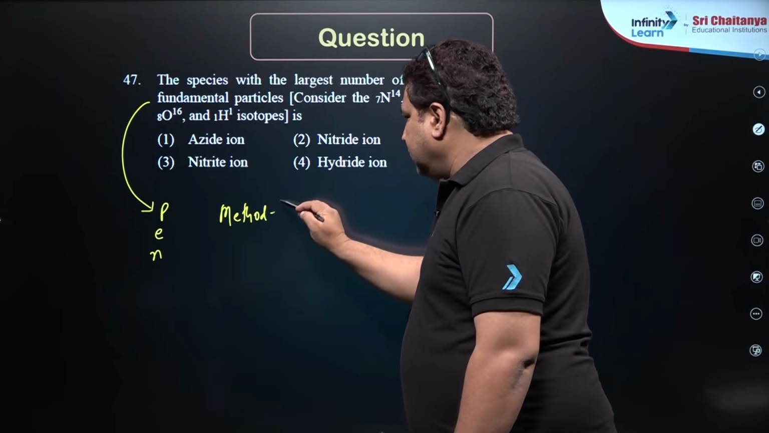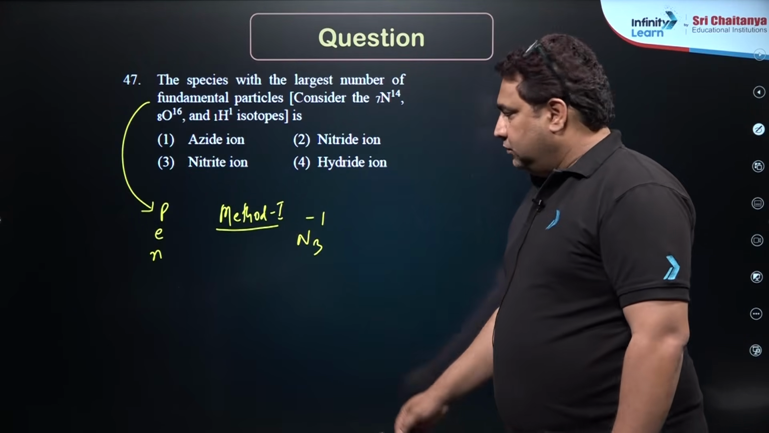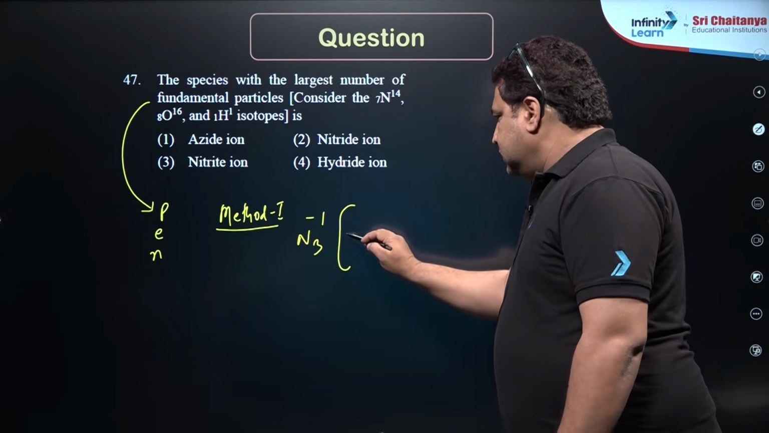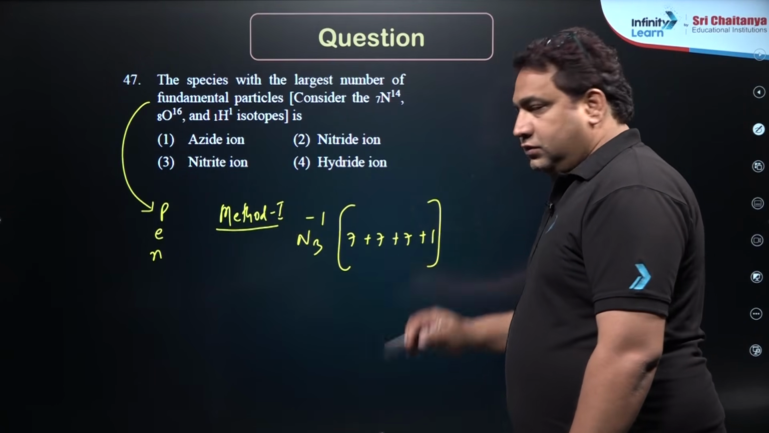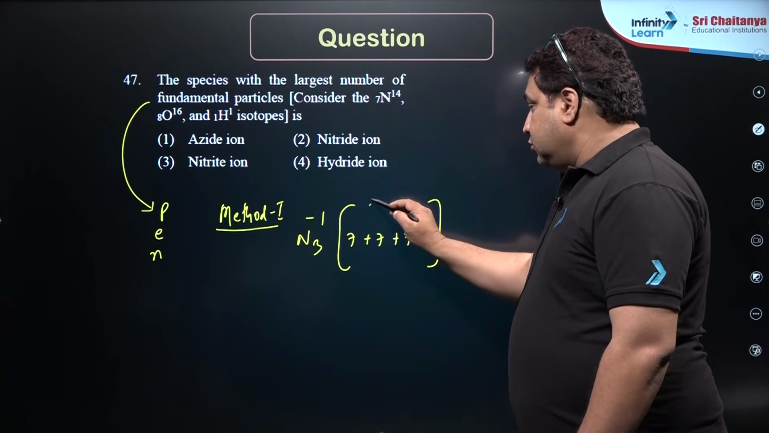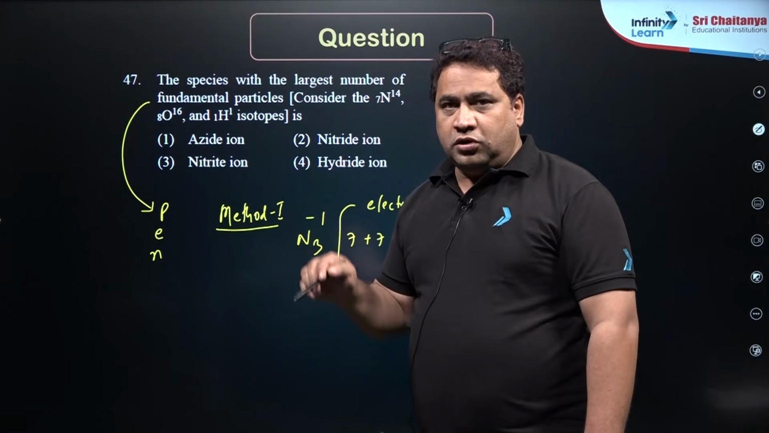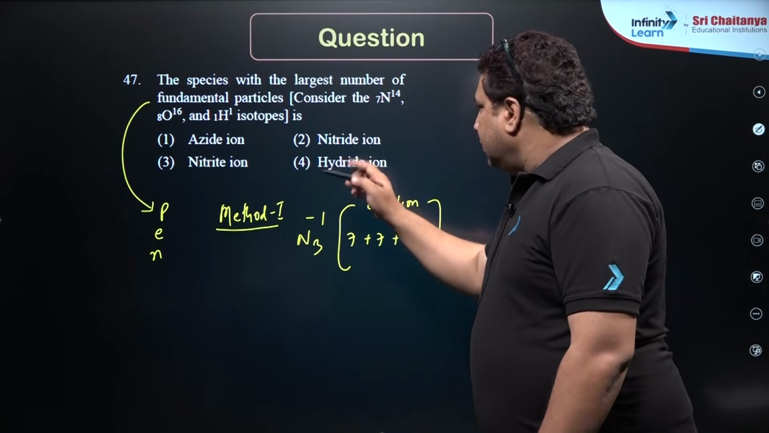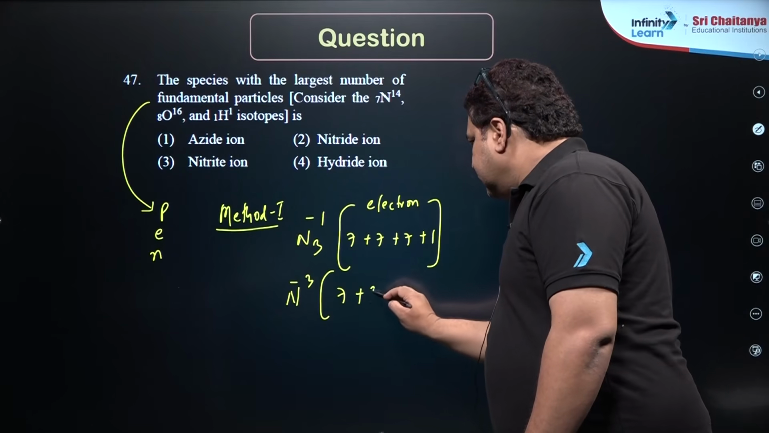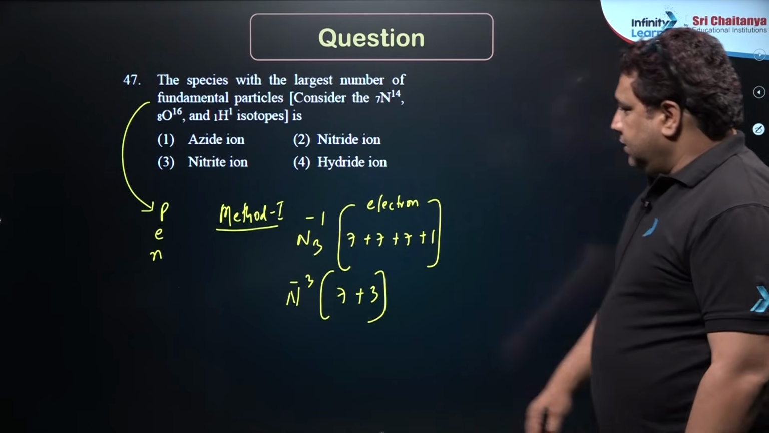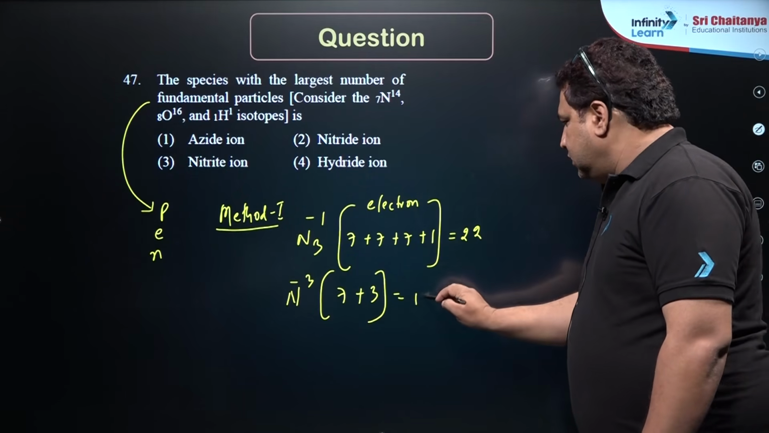Method number 1. So if we take azide ion, N3 minus, it should have 7 plus 7 plus 7 plus 1 electrons. I am talking about electrons. Dear students, please make a note. Only I am talking about electrons. Actually, fundamental particle means you have to calculate proton, electron and neutron. Now coming to nitride ion. Nitride is N minus 3. So this is 7 plus 3. Okay. So here you got 22 and here you got 10.